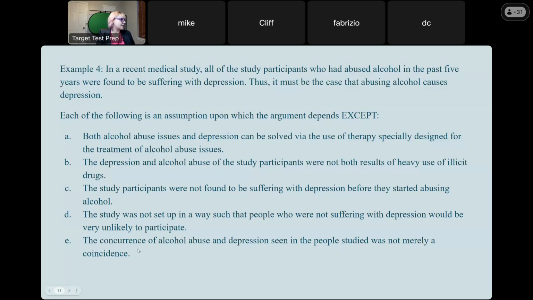And E, the concurrence of alcohol abuse and depression seen in people studied was not merely a coincidence. Sure, it could just be regular old co-occurrences. So if it was, then the conclusion is weakened. So A is the only assumption the argument does not depend on. Did anyone have any other answers?